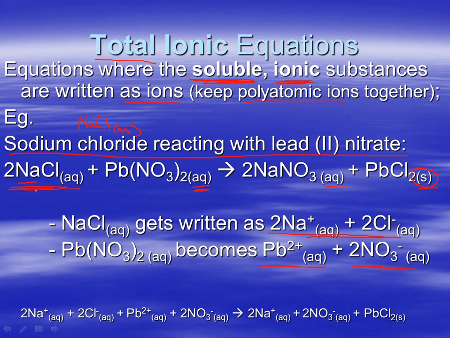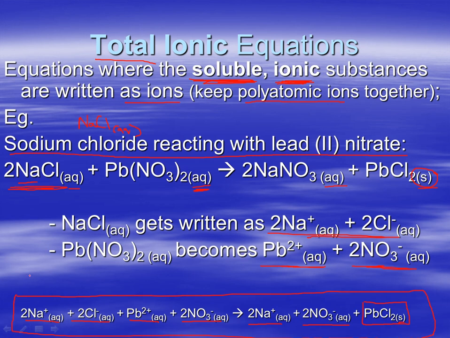We still have the sodium chloride, but we know the sodium and the chloride are separated. That's what it means to be an aqueous ionic substance. We know we have lead nitrate, 1 lead and 2 nitrates, but they're also separated. The sodium nitrate, same thing. It's an aqueous, soluble ionic substance, so the 2 sodiums are separated from the 2 nitrates. But the lead 2 chloride is not aqueous. It is ionic, but it's not aqueous, so it does not get broken up into its ions because it is solid. Anything that gets broken up must be soluble and ionic. This here is our total ionic equation.